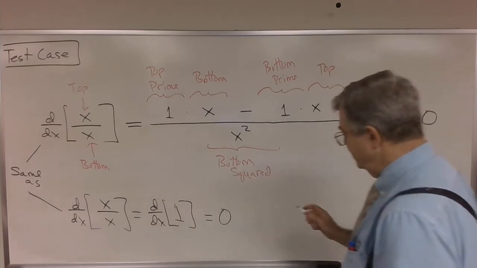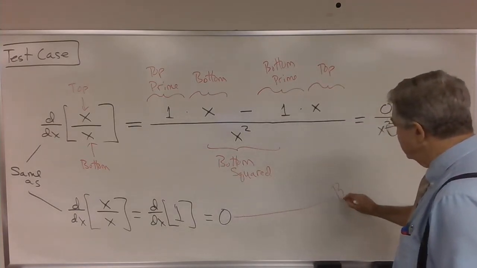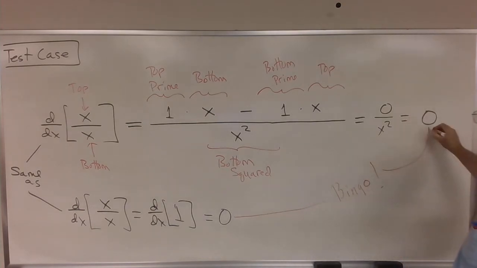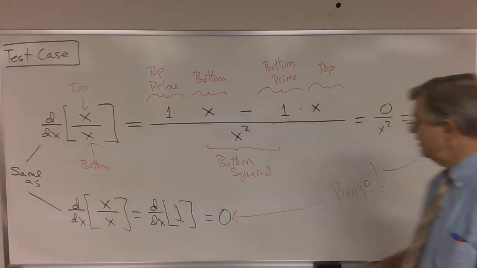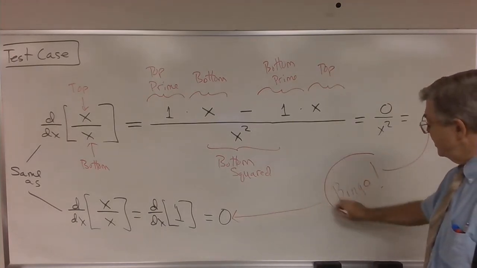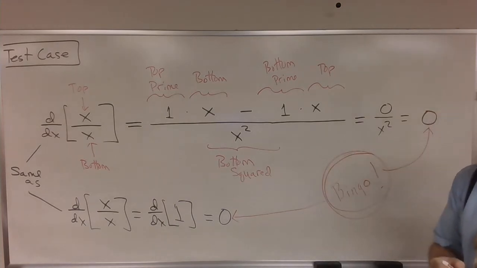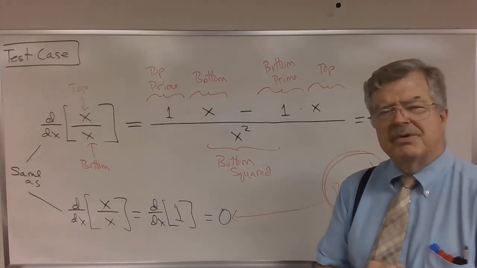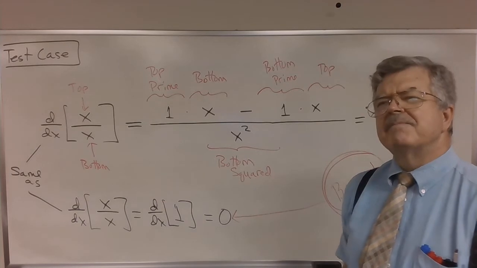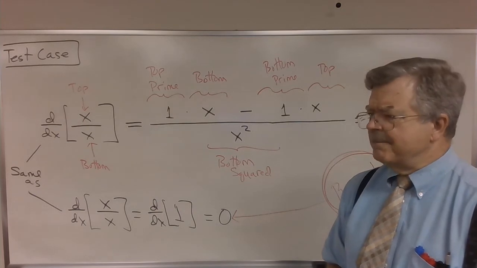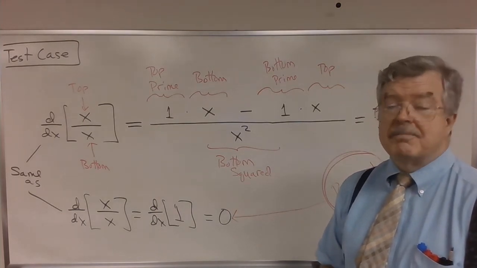So, did it work? We get 0, we get 0. Hey, this method worked. Okay. So in our test case, the quotient rule did work. And what was that? Top prime times the bottom minus bottom prime times the top all over the bottom squared.